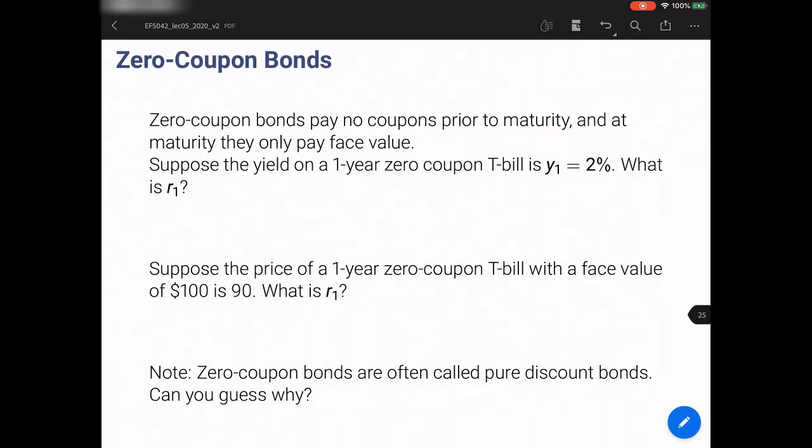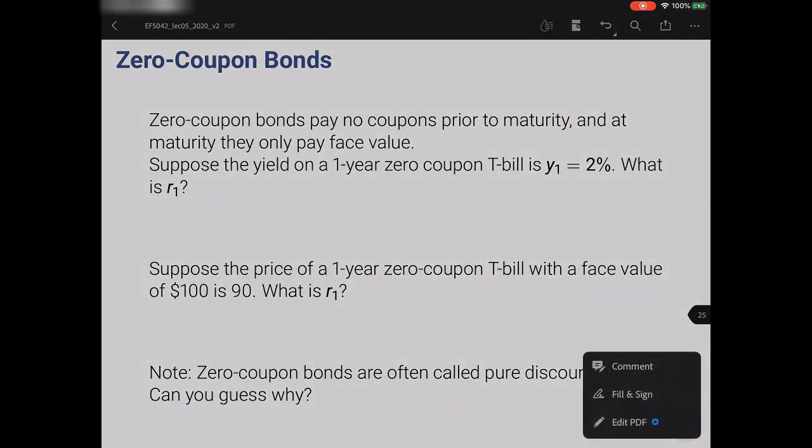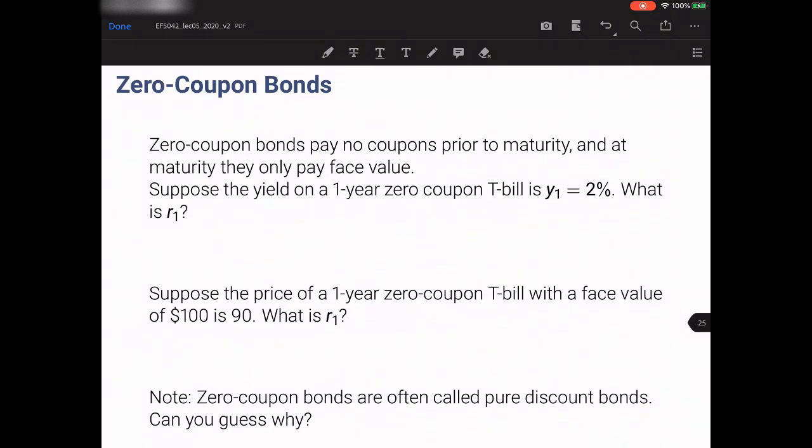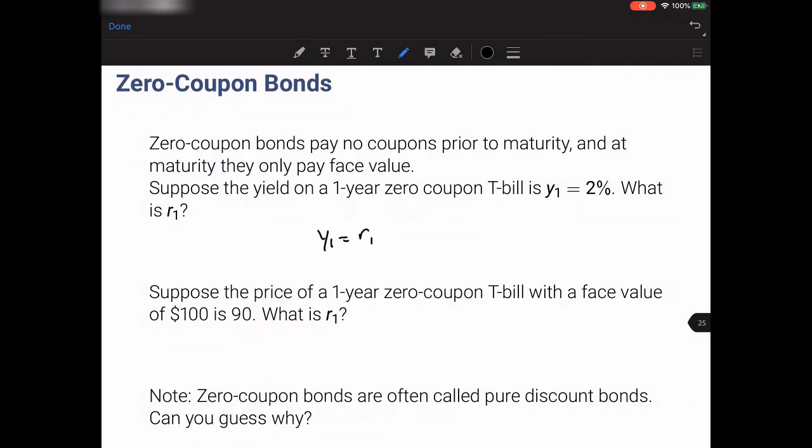All right, so let's walk through an example. Suppose we have a yield on a 1 year zero coupon T-bill, and that yield Y1 is equal to 2%. What is R1? As I mentioned before, because T-bills pay no intermediate payments, the bond yield is the same as the term structure interest rate for 1 year. So Y1 is equal to R1, and so R1 is equal to 2%.